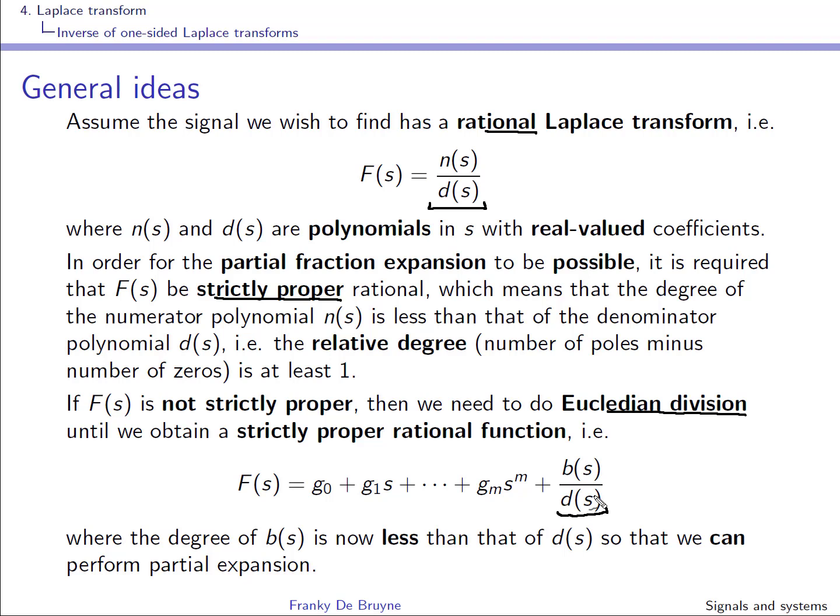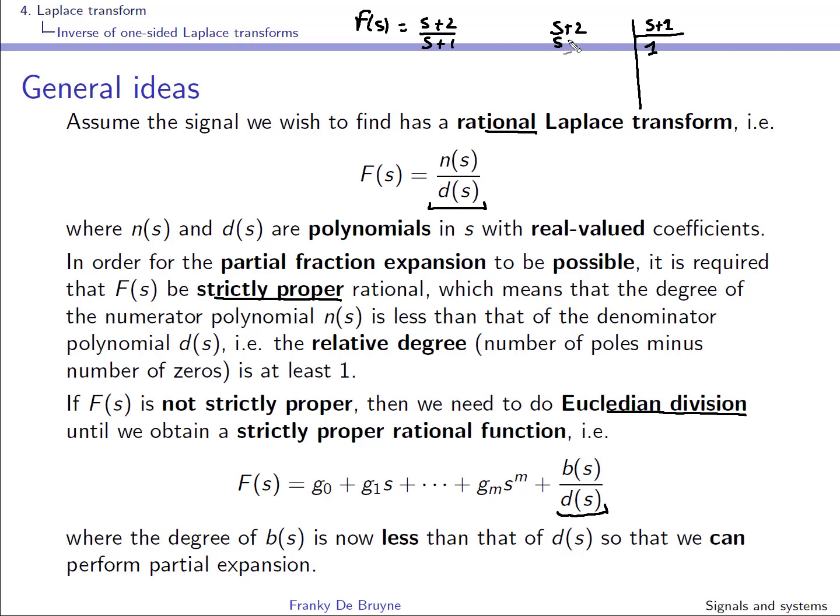Let us do an example. Suppose that f of s, I will take a very simple example, is s plus 2 over s plus 1. Then it's pretty obvious that you cannot do the partial fraction expansion, because this f of s is not strictly proper. So what you have to do is the Euclidean division. So let's do this. We divide the polynomial s plus 2 by the polynomial s plus 1, and we can see that it will enter 1 times.